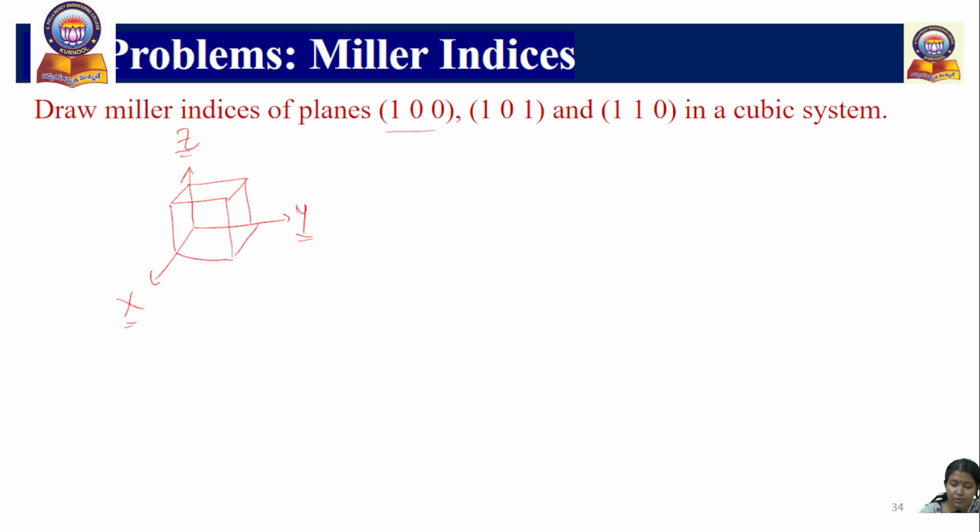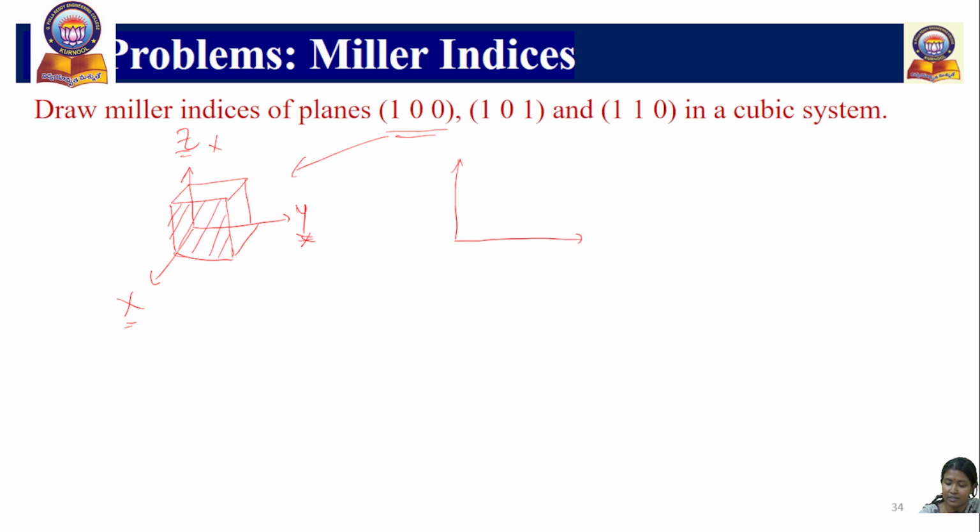So for the first case, it is 100. Second and third being 0 means we automatically should understand it is not cutting y and not cutting z; it is cutting only the x-axis. So this one is cutting only the x-axis. It is parallel to y, and it is parallel to z also.